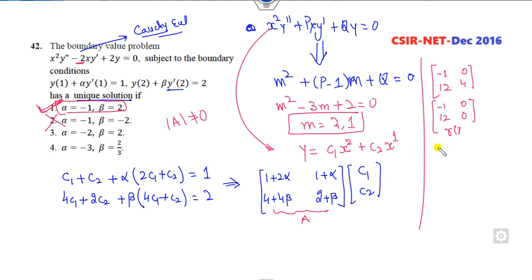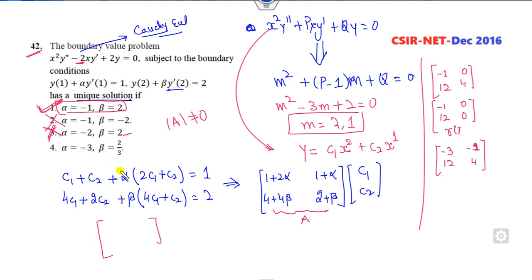When alpha is minus 2, it's minus 3. It's my minus 2. When beta is my 2 here, and this is my 4. So it's minus 1. So clearly again the determinant will be 0. So this is not the right answer, because in part B only one correct option is there.